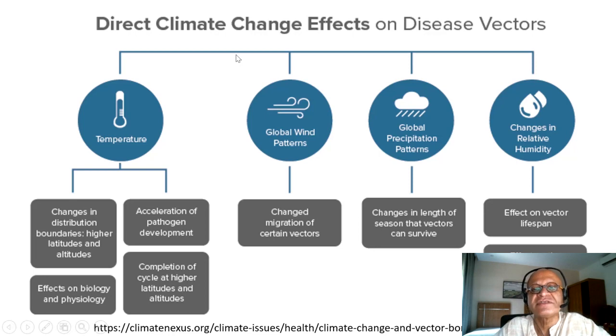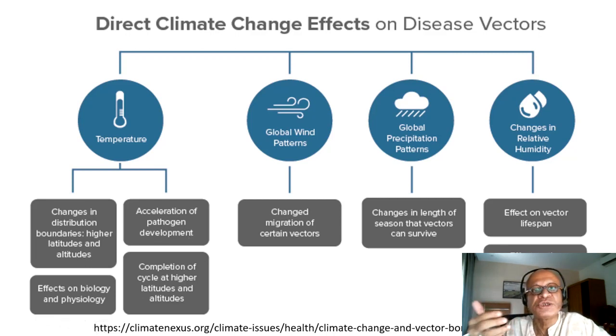Direct climate change effects on disease vectors, just to emphasize some of the points I made earlier. The environmental variables that change, of course, include temperature, winds, precipitation, and relative humidity, which affect the species, everybody including us. So temperature affects changes in distribution boundaries, high latitudes and altitudes, effects on biology and physiology of humans as well as pathogens and their hosts, acceleration of pathogen development.